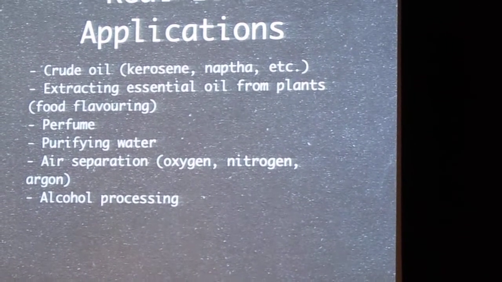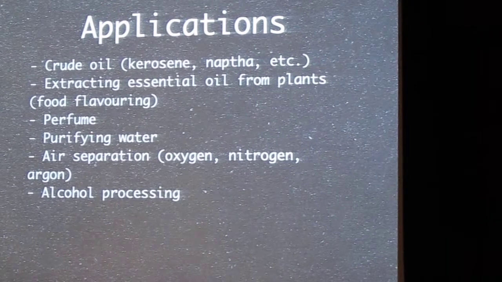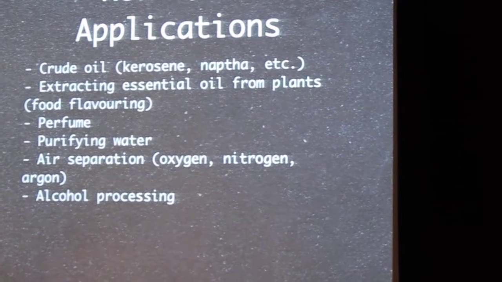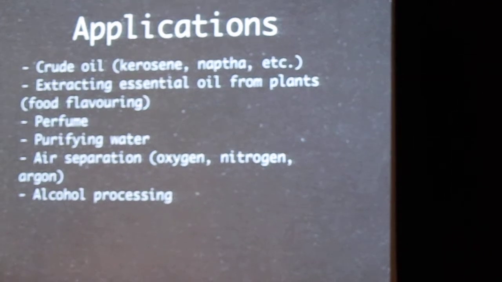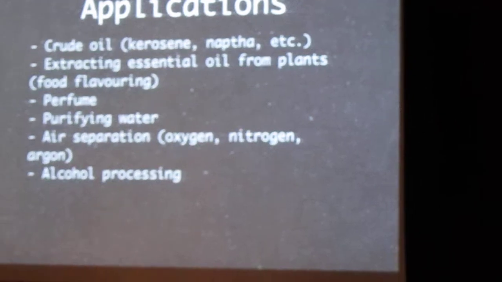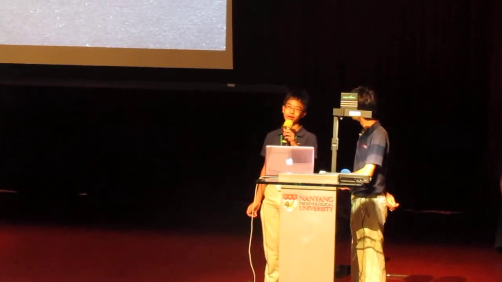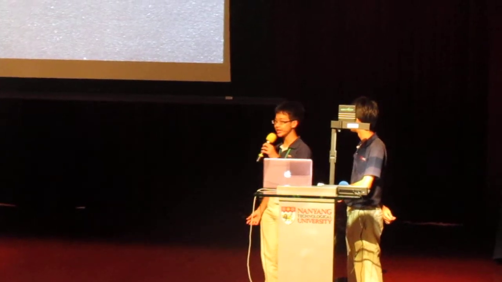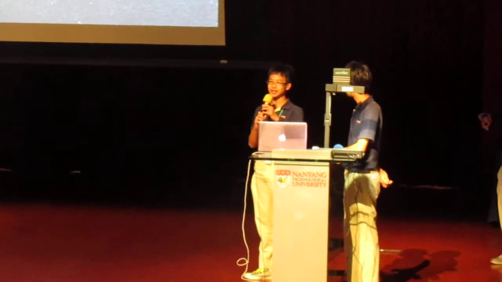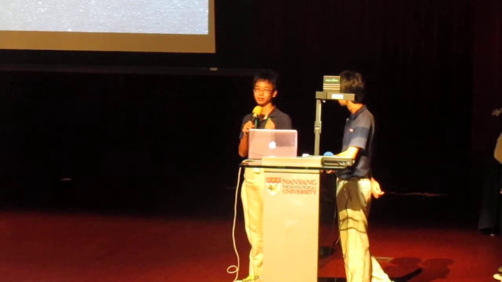Air separation is to obviously extract oxygen, which is needed for us, from nitrogen, argon and many other gases as well. Alcohol processing is to process liquors like vodka or whiskey, so it is easier to get the pure substance.